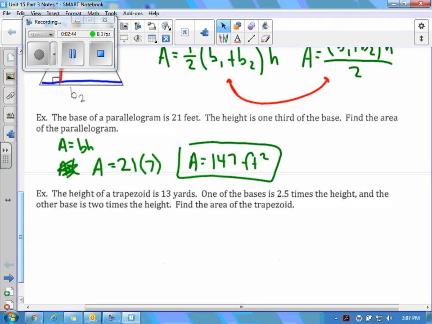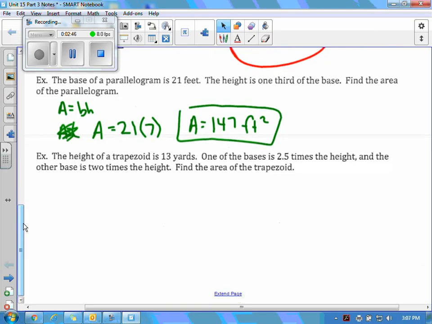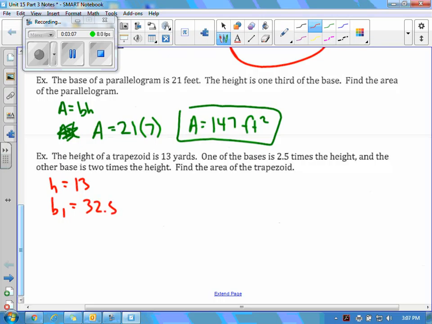For the next example, it says the height of a trapezoid is 13 yards. One of the bases is 2.5 times the height, and the other base is 2 times the height. So let's make sure we have all our pieces down. The height is 13. One of the bases is 2.5 times 13, so that would be 32.5. The other base is 2 times 13, which is 26.